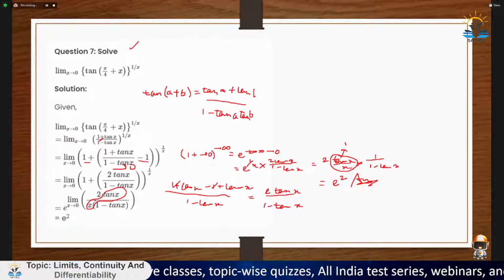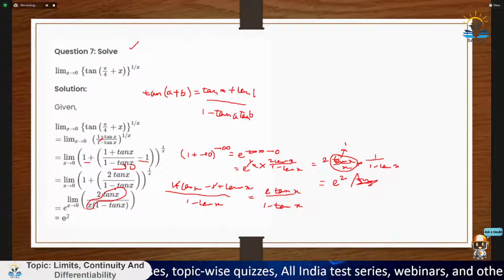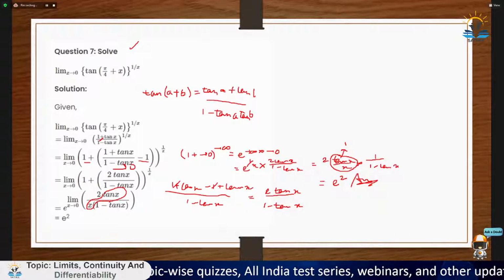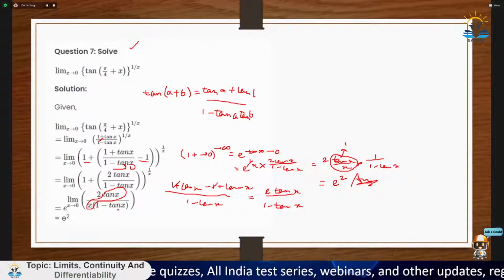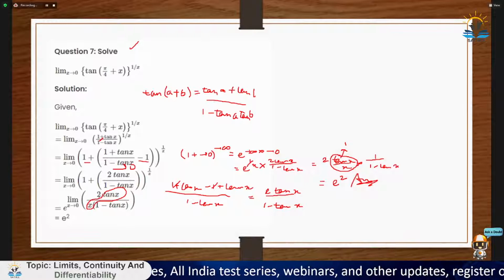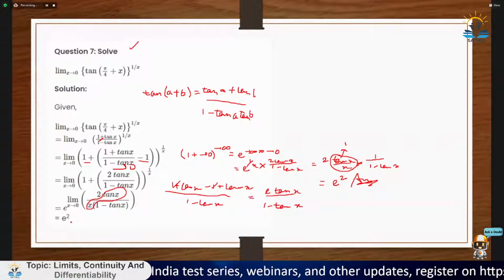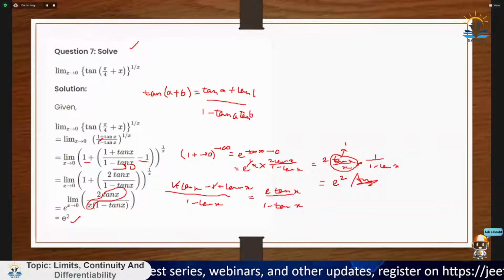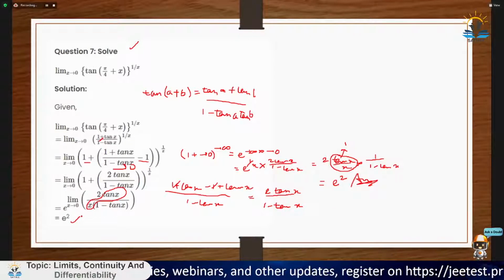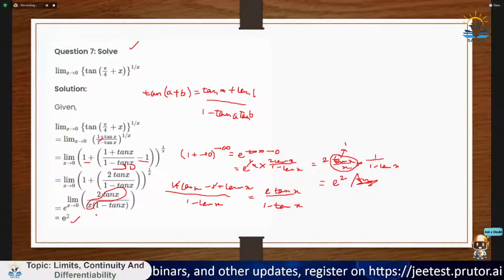So limit of x tending to 0, tan x by x is equal to 1. So this thing got eliminated as 1 and then you simply put the value 0. Tan 0 is 0 only. So 2 upon 1 is 2. So your answer is equal to e power 2. This is your final answer to this question. Okay, so I hope you got this. This was actually simple.